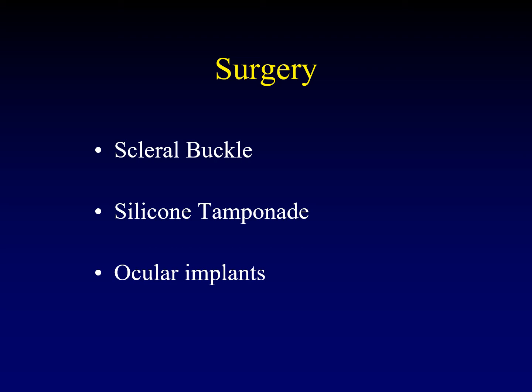Let's talk about some of the manifestations of surgery that we see on radiologic imaging. In particular, the most common surgeries that we see the effects of are a scleral buckle placement and silicone tamponade, and occasionally we run into ocular implants after removal of the globe.